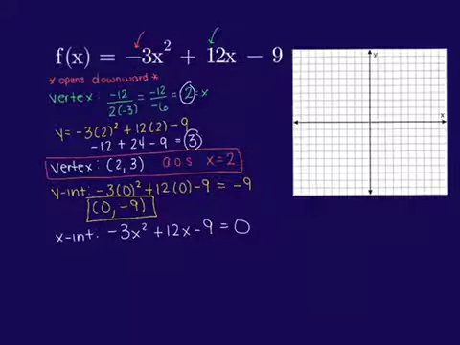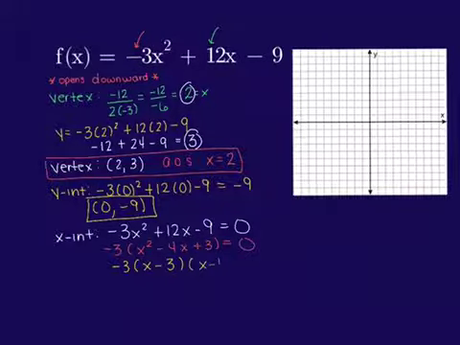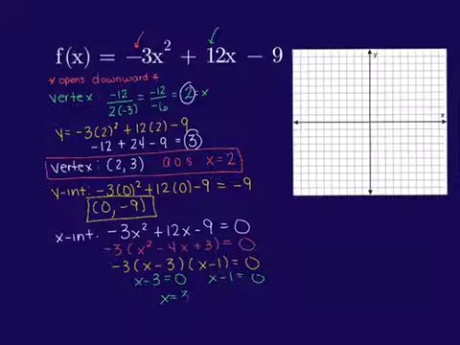First thing I'm going to do is factor out a negative 3. That will leave me with x squared minus 4x plus 3. And then I can factor this trinomial further. It will factor into x minus 3, x minus 1 is equal to 0. So again, only the things with variables could be the 0. So either x minus 3 is the 0 or x minus 1 is. So my x-intercepts, if we solve, are at 3 and 1.